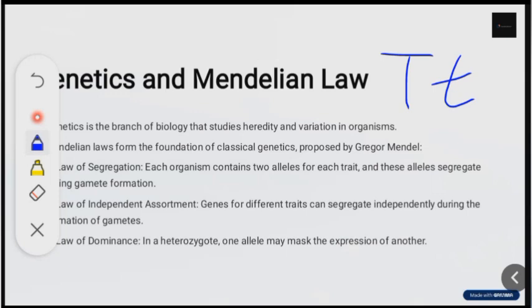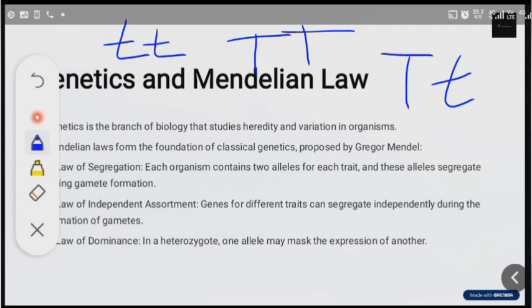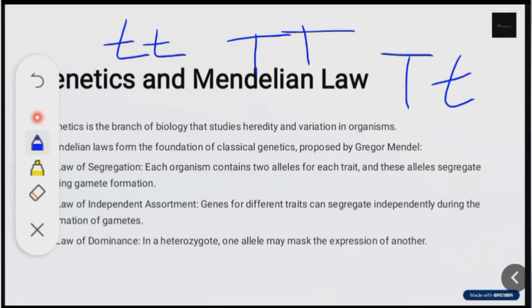So either that organism is dominant for that particular trait, that's capital T, capital T, that's homozygous dominant, or it has small t, small t, homozygous recessive, or it also has what? Capital T and small t, heterozygous.